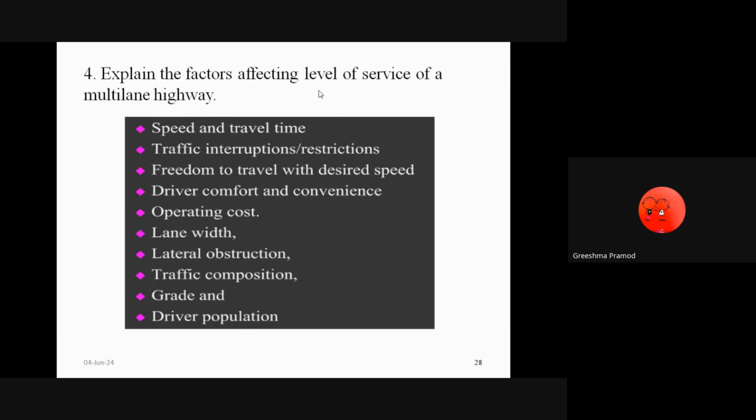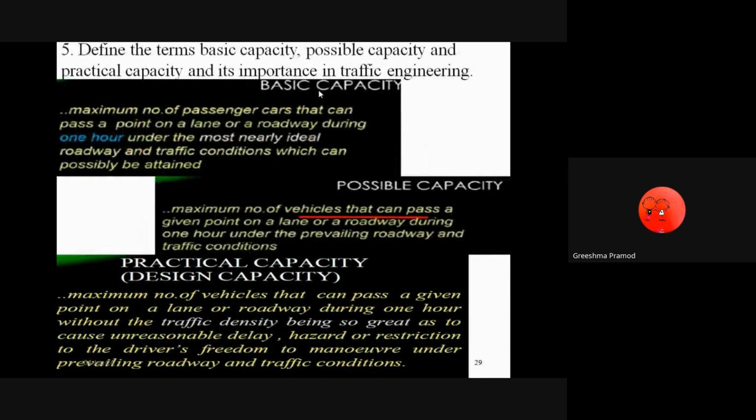These are the factors which affect the level of service of a multi-lane highway. First one is the speed and the travel time, then the traffic interruptions or restrictions, freedom to travel with the desired speed, driver comfort and convenience, operating cost. Those are the main factors. Factors such as lane width, lateral obstruction, traffic composition, grade and driver population also affect the maximum flow on a given highway segment. You can refer to the textbook to get the explanation of all these factors.